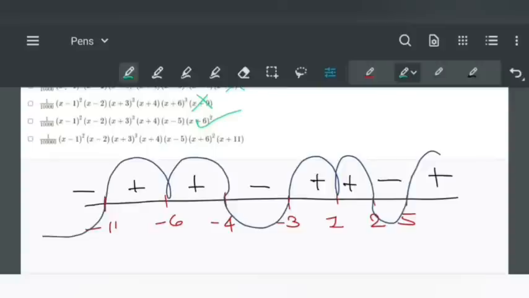Okay, so from minus 6 to minus 4, the function first increases, then decreases. From minus 3 to 1, same, first increases and then decreases. And last, from 1 to 2, the function first increases, then decreases. Hence, the fourth option is also correct. So your answers are C and D.